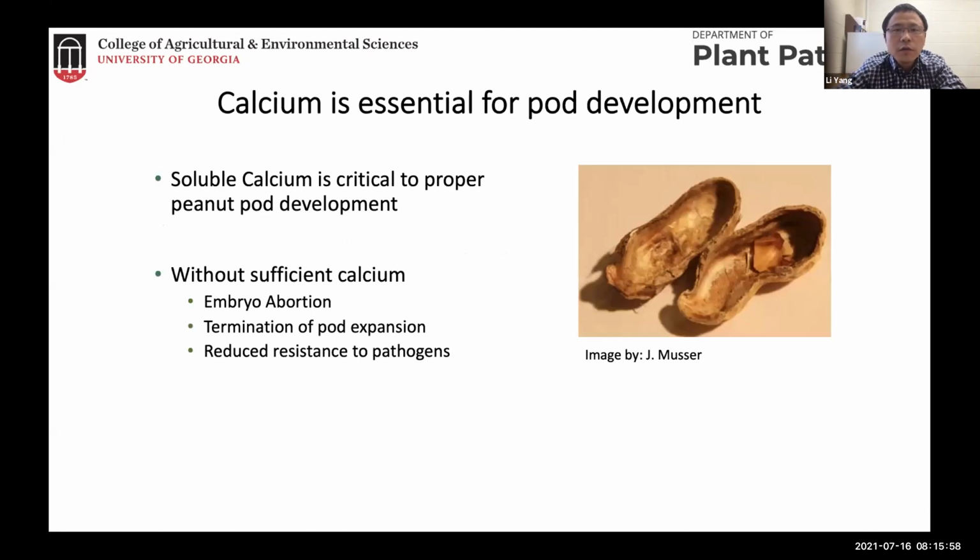As most of you know, calcium is an essential nutrient for pod development in peanut. When there's not sufficient calcium, the peanut can develop a lot of defects, including embryo abortion, forming a structure like a pod without embryo, called pops. Some recent studies show that a low calcium level in soil is associated with a high incidence of soil fungal pathogens, for example Aspergillus flavus, the causing agent of aflatoxin contamination.